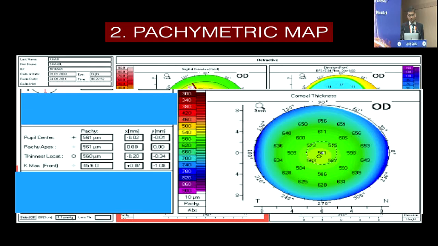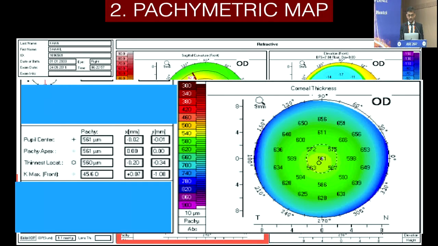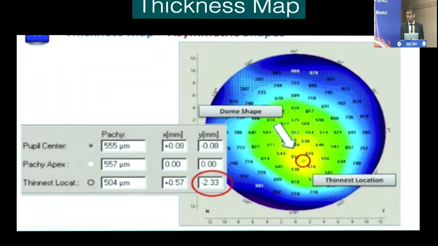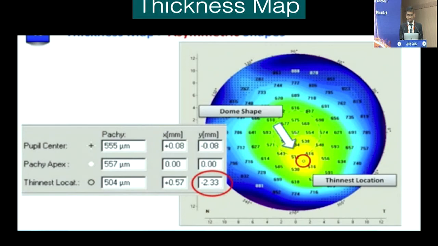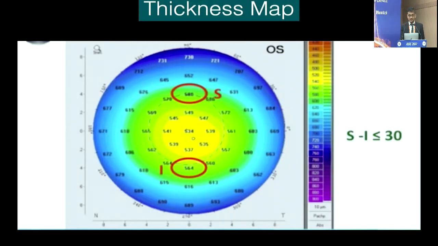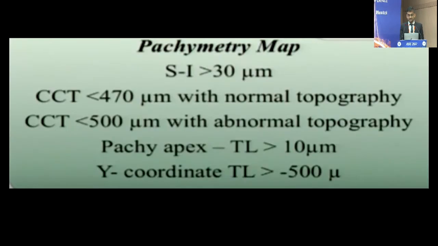The other thing that we will know is the difference between pachy apex and thinnest local. It should be less than 10 microns. And the next important point is noting the vertical displacement of the thinnest local. If it is more than 0.5, as can be seen from this, this will definitely contribute a red flag. The other thing that you can see is the difference between superior and inferior corneal thickness. If it is more than 30, then it's a red flag. So these are in short the pointers which will tell you what abnormalities can happen, which you need to look for.